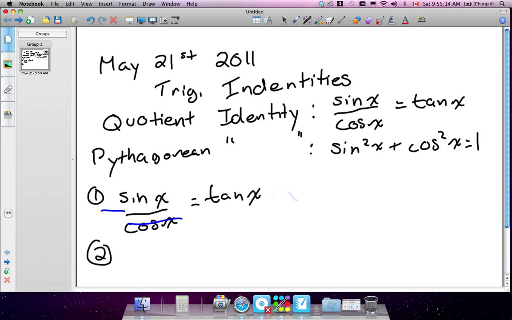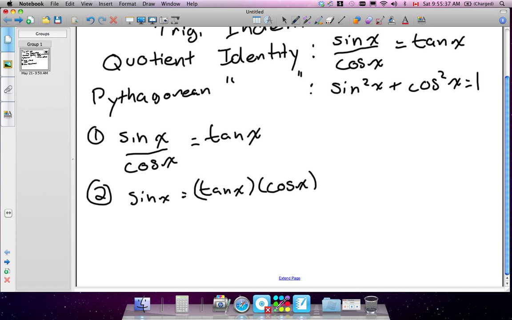So in other words, another identity we can have is that sine x is equal to tangent x multiplied by cosine x. This is technically an identity too. You could have this one memorized if you want. Another way to have this written, say we wanted to set it equal to cosine.